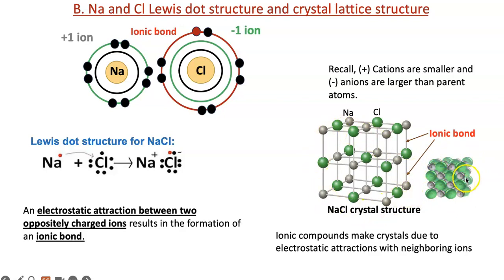So this whole thing is called the crystal structure, and each of these is an ionic bond between a chlorine and a sodium ion. And remember that cations are much smaller than their parent atom, and anions are much larger than their parent atom. And ionic compounds make crystals due to electrostatic attractions with neighboring ions, like I showed you earlier.